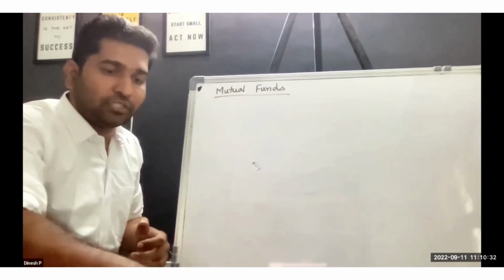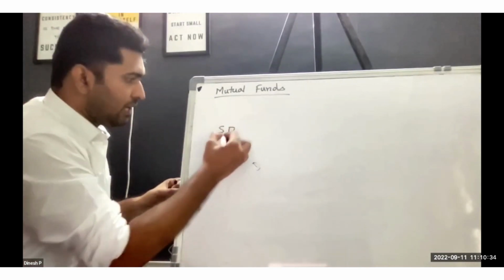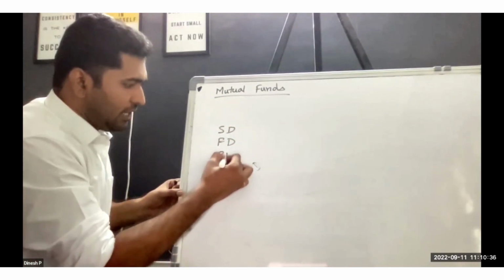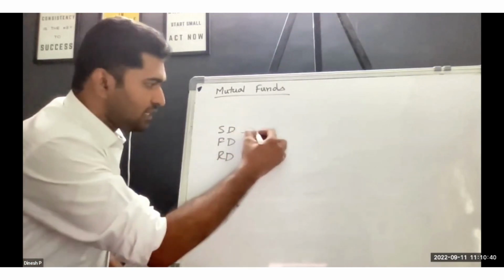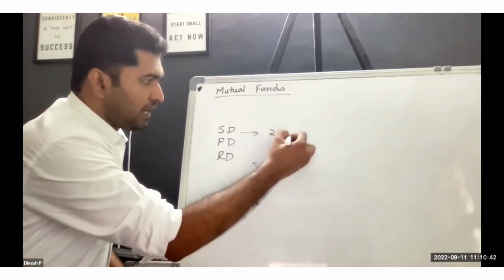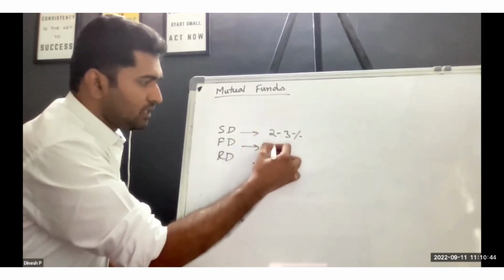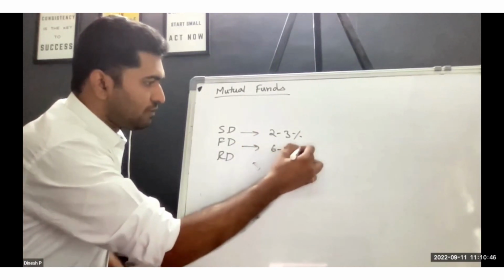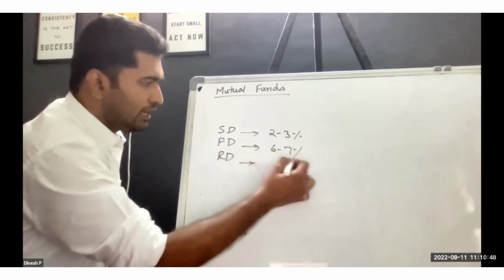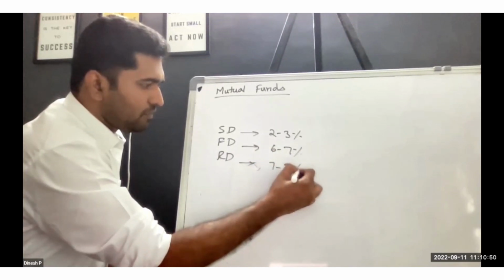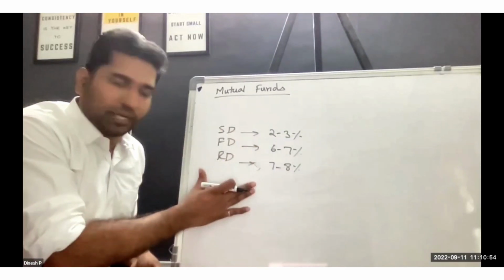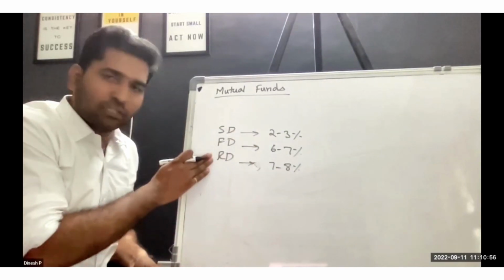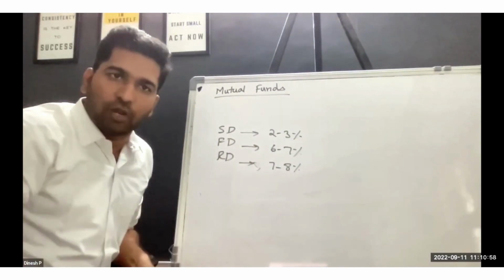When it comes to savings deposits, FDs or RDs, there is no risk. In these products there's no risk, and that's the reason you'll be getting around 2 to 3%, or now it's more like 6 to 7%, with RD a little bit above that. Something in this range, but there's no risk involved in savings deposits, fixed deposits or recurring deposits.